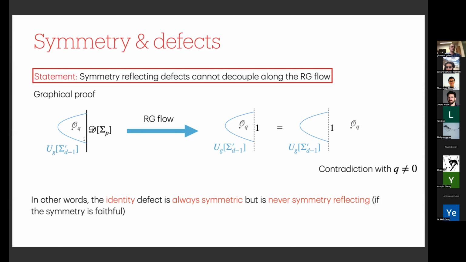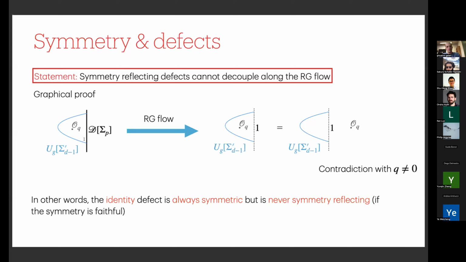Okay, so what we conclude is that if we are able to find some symmetry reflecting defects, then we are sure that this defect will remain in the IR and will be non-decoupled. Namely, we can do some bulk correlation function that will detect the presence of this defect.